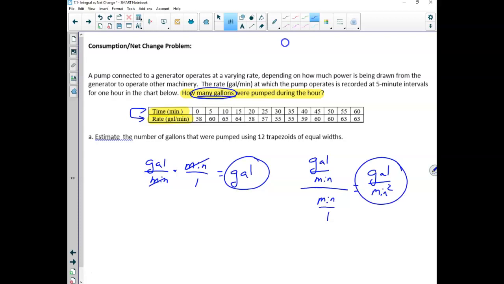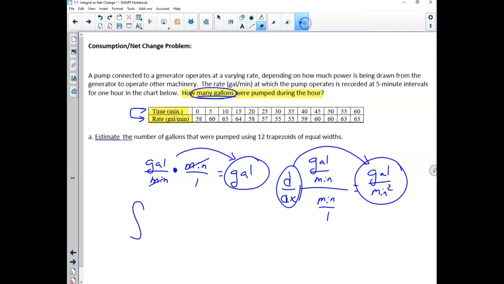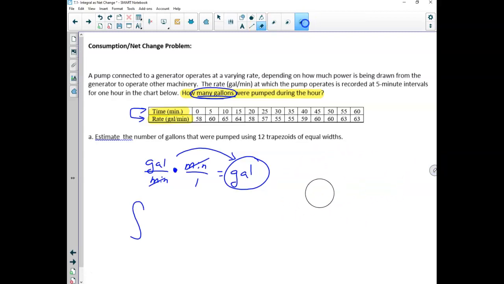They want gallons. If I'm multiplying my units to get the appropriate units, that means it's going to be an integral, not a derivative. A derivative is when I'm dividing my units, because it gives me a rate of change. So I knew it's an integral. And I don't even have to think overly hard on this, because they want me to estimate the number of gallons pumped using 12 trapezoids of equal width.